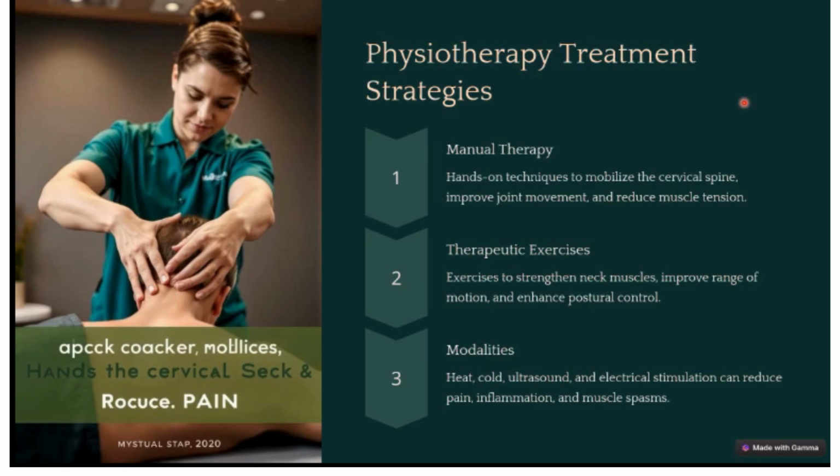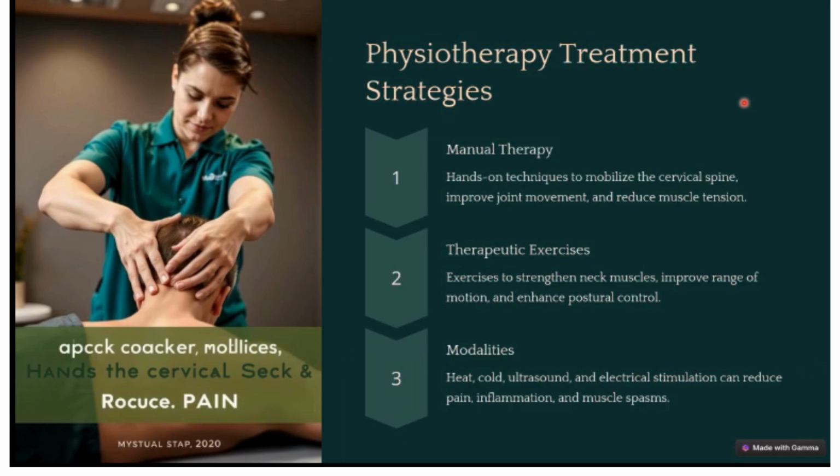So stretching exercises: upper trapezius stretch, gently tilt the head to stretch the trapezius muscle. Then levator scapulae stretches, which help relieve the tension in the levator scapulae muscle. Then chin tuck exercises to strengthen the deep neck flexors and improve the cervical alignment. Then we'll come to the cervical strengthening part.